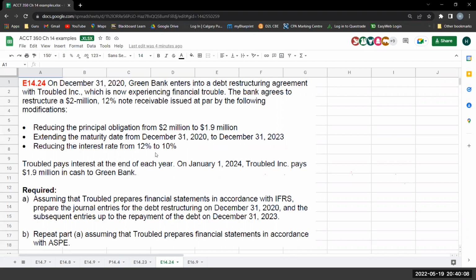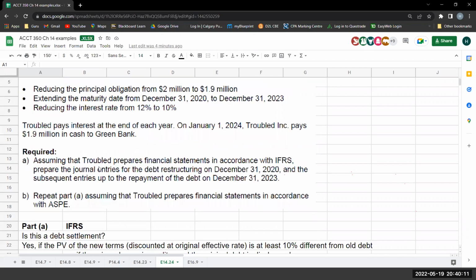So, in the first instance, we're asked, assuming that Troubled prepares its financial statements in accordance with IFRS, prepare the journal entries for the debt restructuring on December 31st, 2020, and the subsequent entries up to the repayment of the debt on December 31st, 2023. Now, that's really not consistent with what they're saying here. January 1st, Troubled pays 1.9. So, I'm not going to comment on that. I didn't catch that little discrepancy in the textbook question.